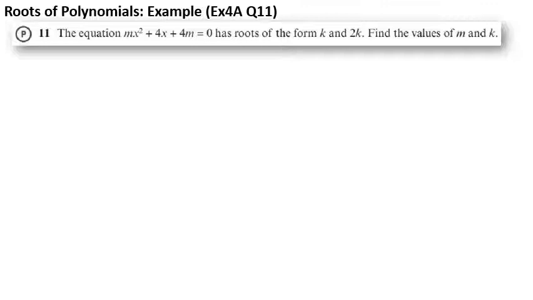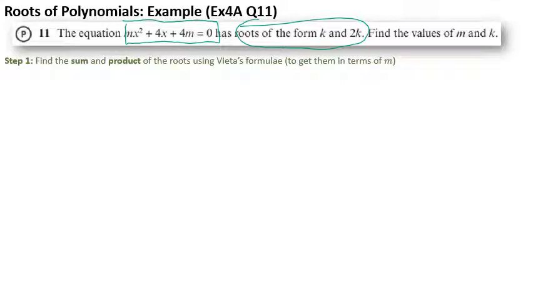Well, in order to do that, we're obviously looking for a connection between the coefficients of the quadratic equation, because in this format, it's all about the coefficients, m, 4, and 4m. But also, we've got the roots of the form k and 2k. So we know from that description, we need some link between coefficients and roots. We know we're going to be using Vieta's formulas. So step 1, let's find the sum and the product of the roots.